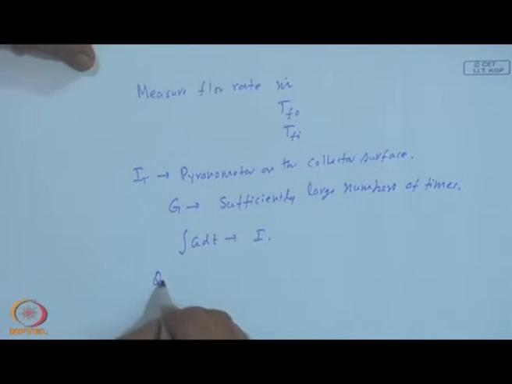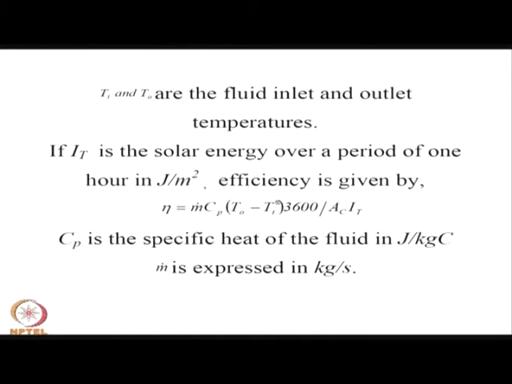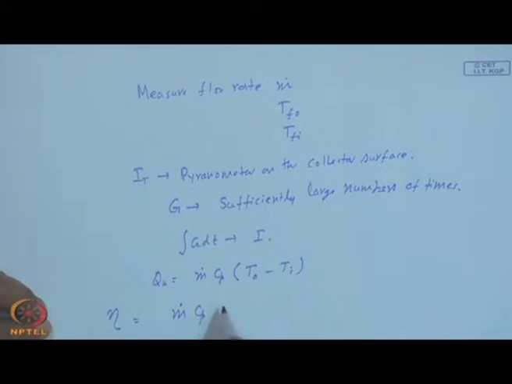So, Q_u is already known in terms of the mass flow rate times the outlet temperature minus the inlet temperature. So, efficiency measured can be m dot C_p (T_o minus T_i) times 3600 by A_c into I_T. Essentially 3600 is because I_T is per hour, divided by 3600 to make it watts.